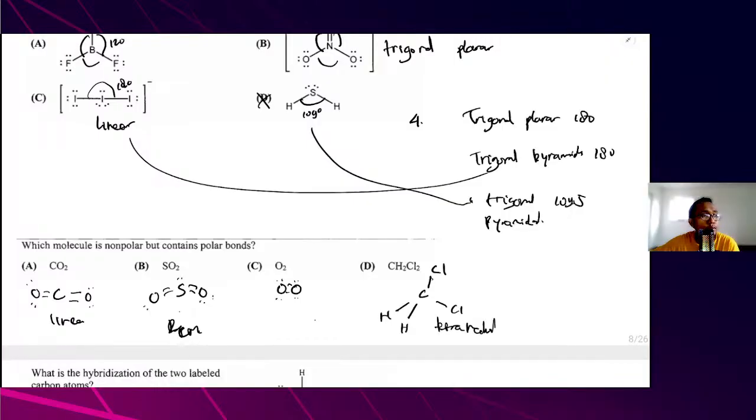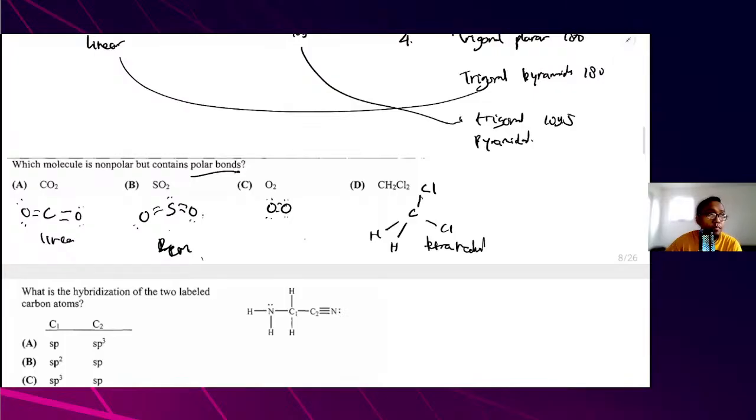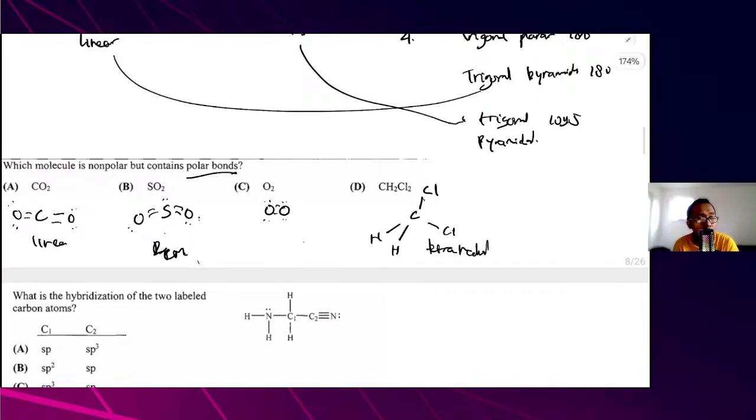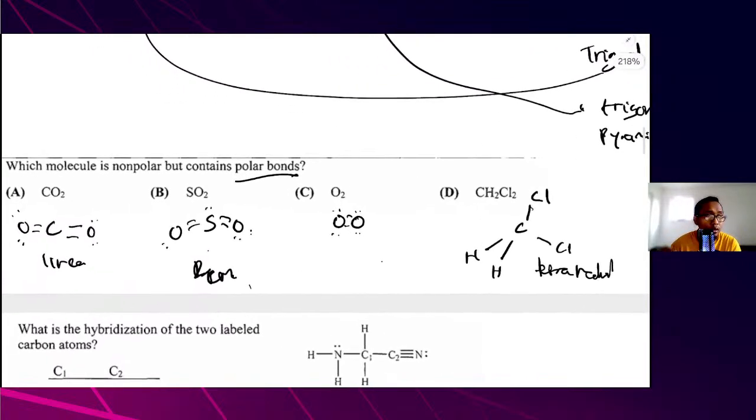Now, how to get the answer? CO is a polar bond. Polar bonds. And then the molecular geometry is linear and symmetric. So dipoles cancel. So the polarity is nonpolar: a nonpolar molecule with polar bonds. That matches the meaning we want. So the correct answer will be A.